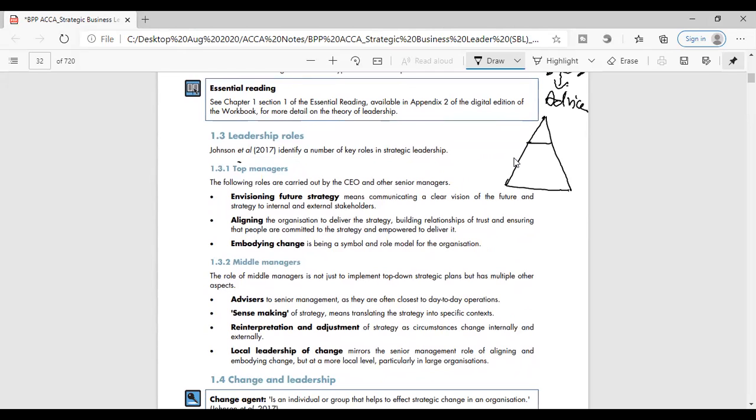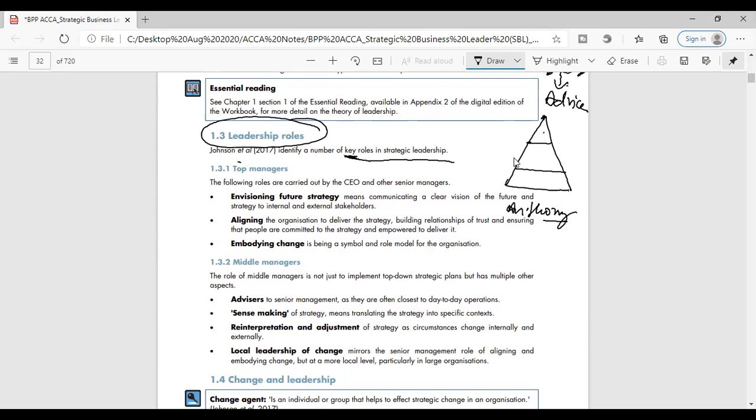Do you remember Anthony's model? No, sir. So this is called the Anthony model. It is just to help you understand that this section is talking about where the leaders sit and where the leaders are found. So, identify a number of key roles in strategic leadership: what is the position, what is the role of the leaders in the strategy?